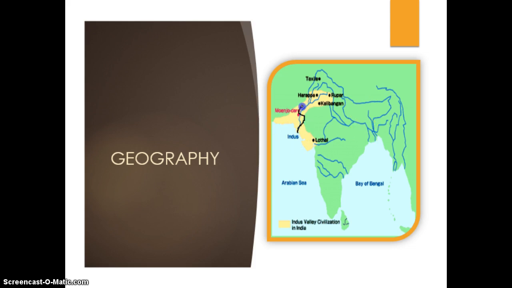We have the Indus going up here, and then we have the Ganges down here. We also have two mountain systems you need to know about. Up here, we have the Hindu Kush Mountains. Over here, we have the Himalayas.